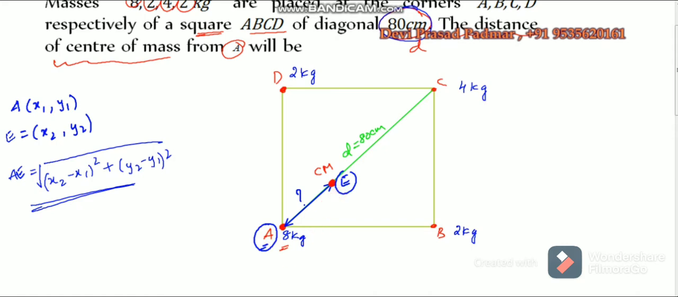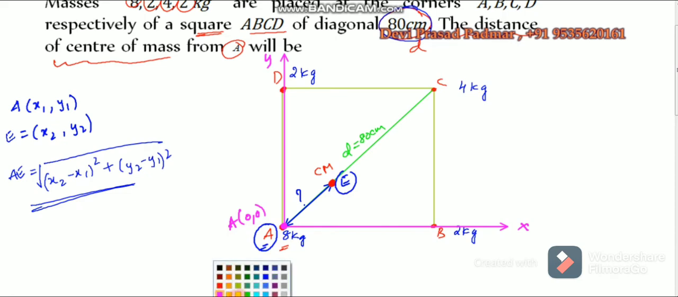For that I will consider some origin. Let A be considered as origin. This is the x-axis and this one is the y-axis. Let point A be the origin, that means 0, 0. Now this is a square, right? So in a square each side has the same length.